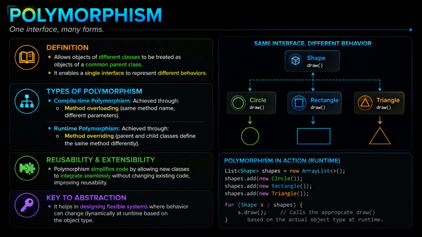It comes in two flavors: compile-time polymorphism through method overloading, and runtime polymorphism through method overriding, where parent and child classes implement the same method differently. This makes code more reusable and extensible. New classes can integrate without touching existing code, and it's key to abstraction, letting behavior change dynamically based on an object's actual type at runtime.